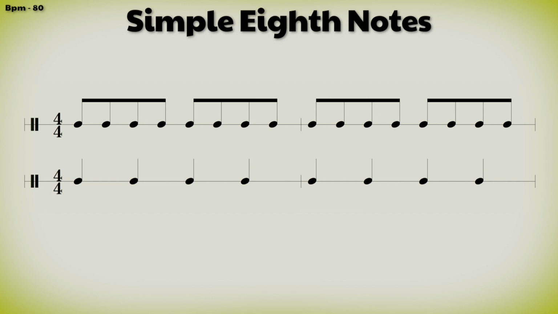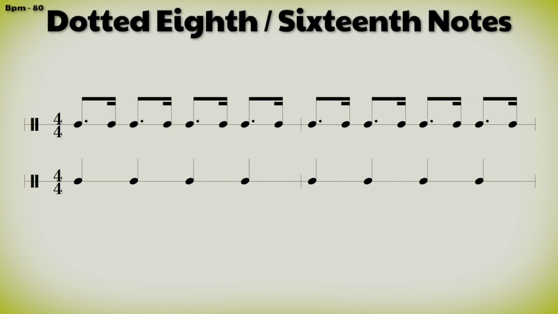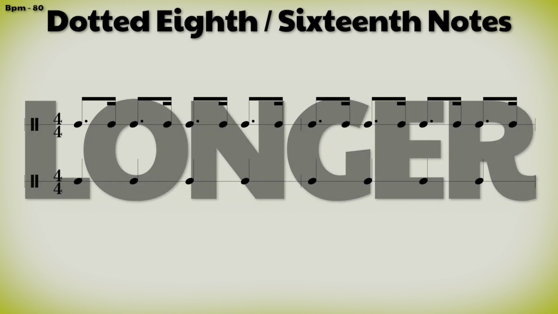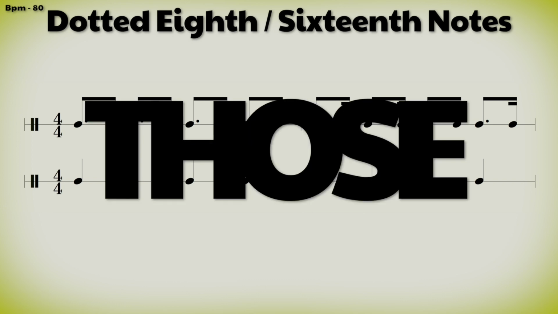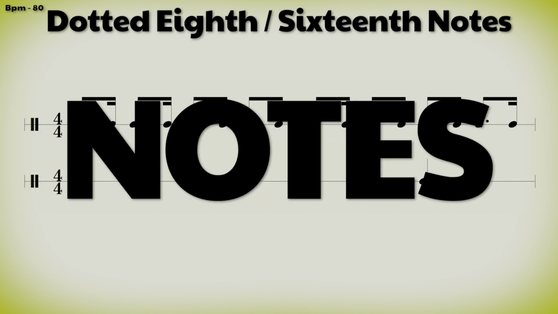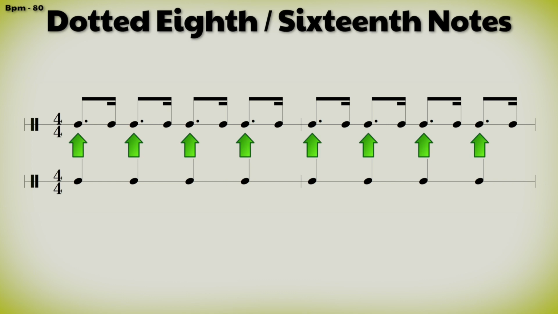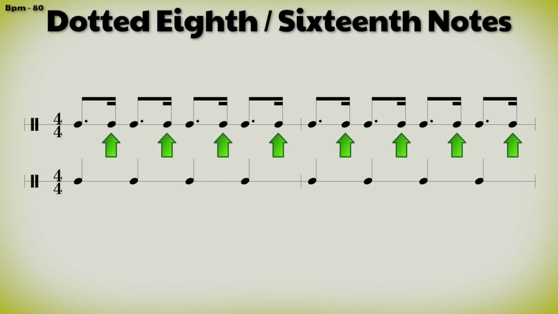Now let's change all these 8th notes to dotted 8th and 16th note combinations. So remember I said that dotted notes are always longer. So if you look here, there's still the same amount of notes, the same amount of beats, but some of the notes are getting longer. So how can it be the same amount of beats? Well, some of the notes need to get shorter to compensate for this. And those shorter notes are the 16th notes. So the dotted 8th note is going to be longer than a regular 8th note, and the 16th will be shorter than a regular 8th note.